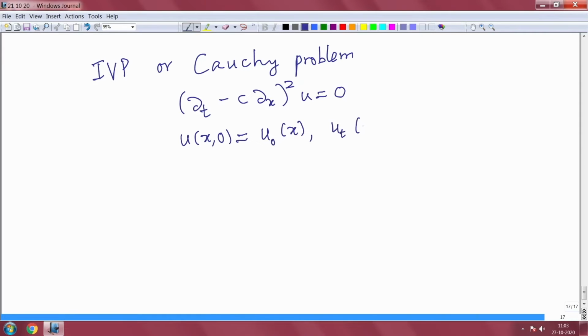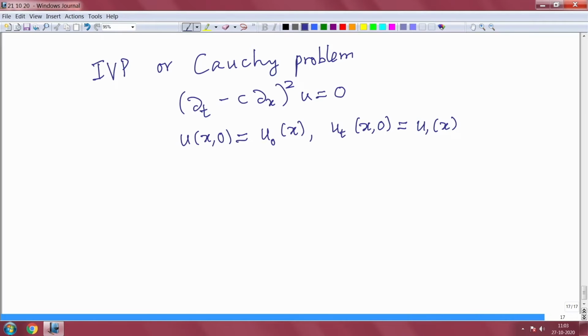In case of the wave equation, we required u0 to be a C2 function and u1 to be a C1 function, and let us see what difference we will observe here. Okay. So, for the time being, assume u0 and u1 are such that we can obtain a C2 solution of the equation. Okay.